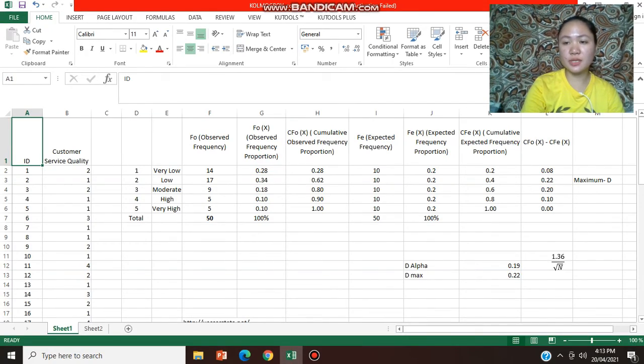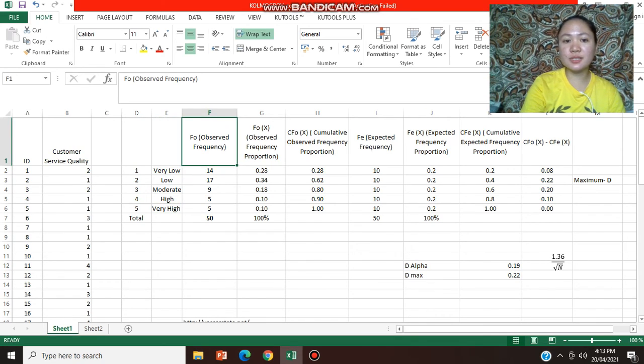In the first column is the customer ID. Among gibutang diri is 1 to 50. Ang sample size namo is up to 50 respondents. And diri sa second column is the customer service quality. Mao ni ang ijang scale, mga nagalahi-lahi nga perception sa mga respondents. In the scale of 1, which is very low, 2 is low, 3 is moderate, 4 is high, and 5 is very high.